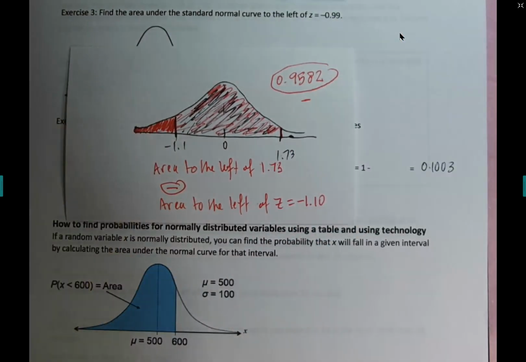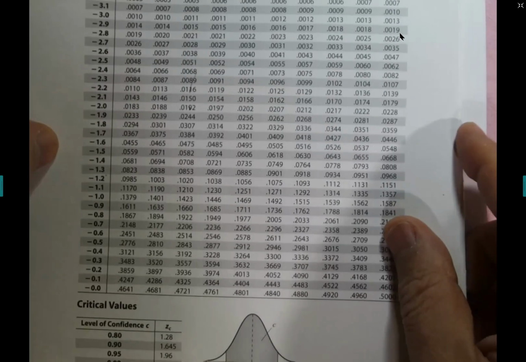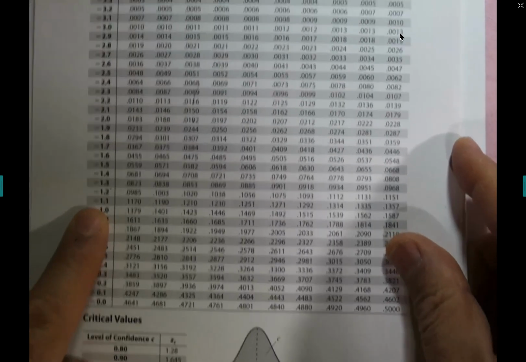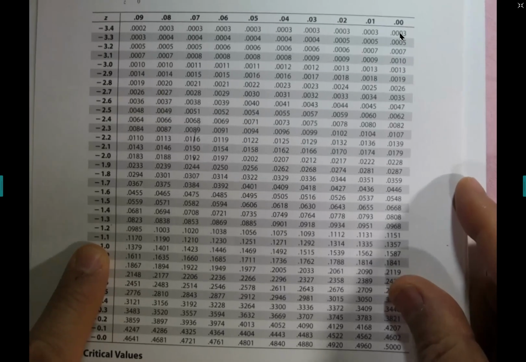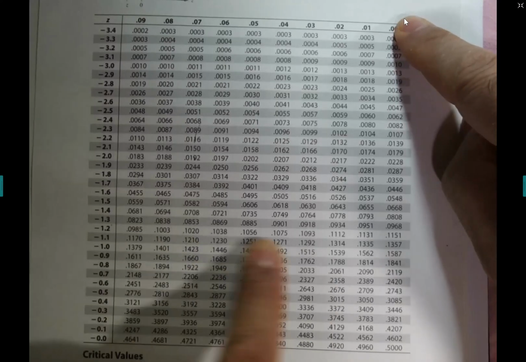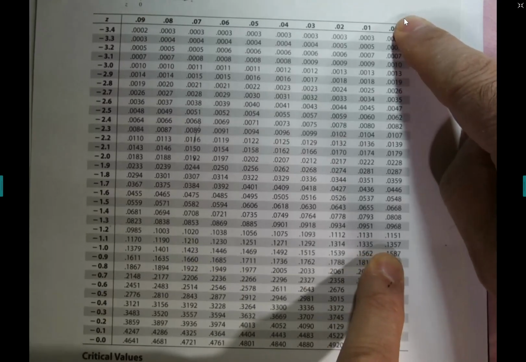Now area to the left of negative 1.1, because it's negative, I have to switch to the negative table. And this is negative 1.1, guys. Negative 1.10. I need negative 1.10. What is this going to be? 0 is right here. Remember, it's toward the end. 0.1357.